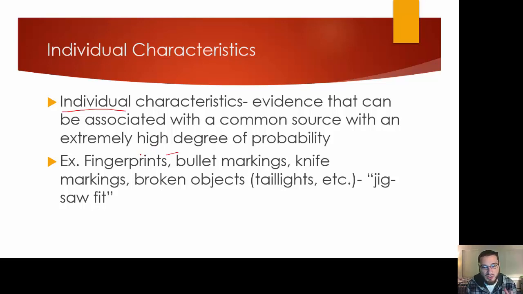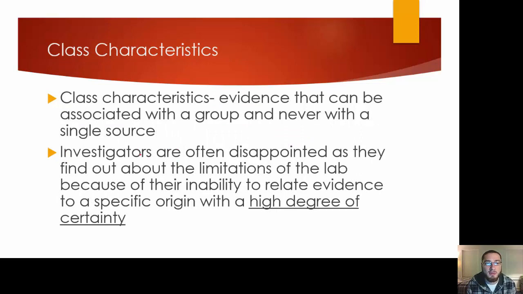Knife markings, it's going to be specific to that knife. Or broken objects like tail lights. All right, if I were to break a tail light, it's only going to break that way once. I could take 1,000 Honda Civic tail lights and break all of them, and then none of them would break the same exact way. So keep in mind that by being able to take these pieces and fit them back together like a puzzle, jigsaw fit, we like to call it, that is going to give us individual evidence. The other type of evidence that we talk about is class evidence.